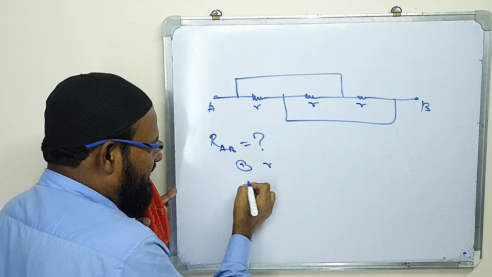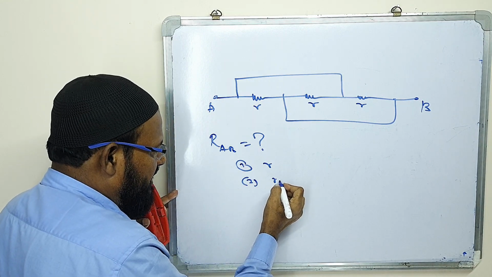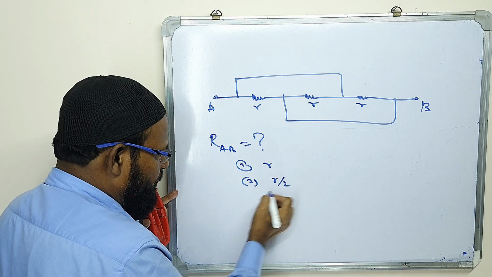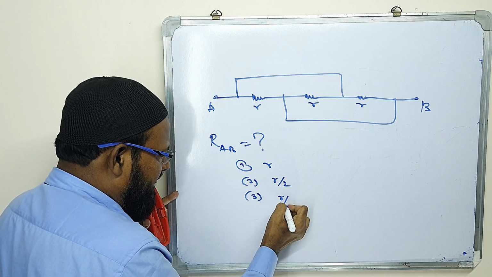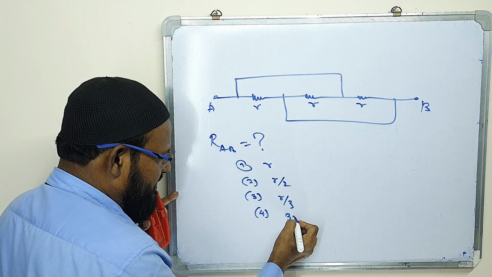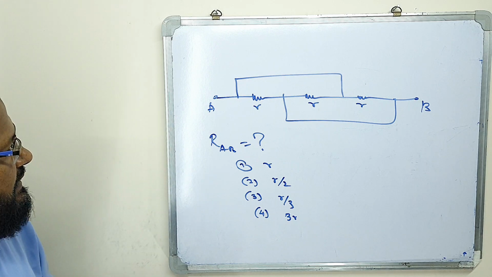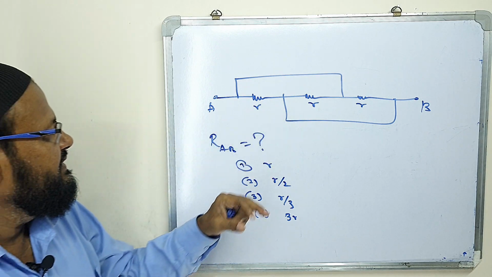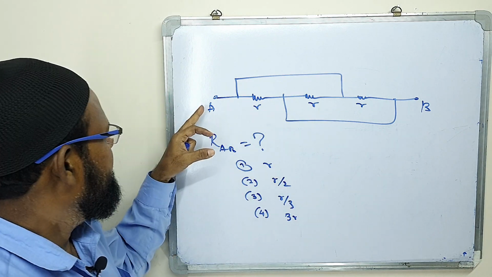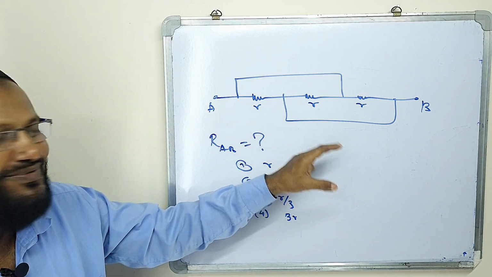Number 1, R. Number 2, R by 2. Number 3, R by 3. Number 4, 3R. Be careful. Here this figure is given, R, R, R. The equivalent resistance between A and B.